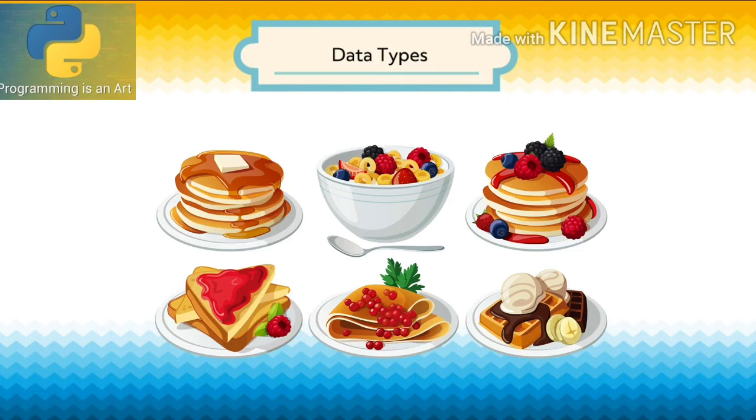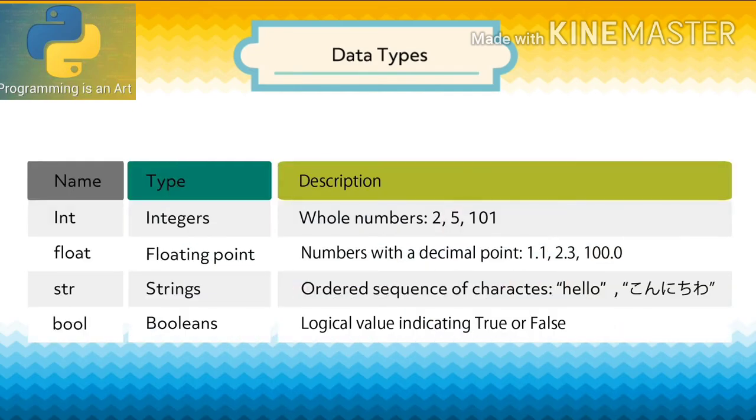Now we discuss what a data type is. It shows the type of data, that means I can use different kinds of things, like different kinds of sweets for which I can use different plates. In the same way, the data types are of different kinds: integer, floating, string and boolean. For an integer value we use int. For a floating value, that is float. For a string, that is str, and for boolean, that is bool.